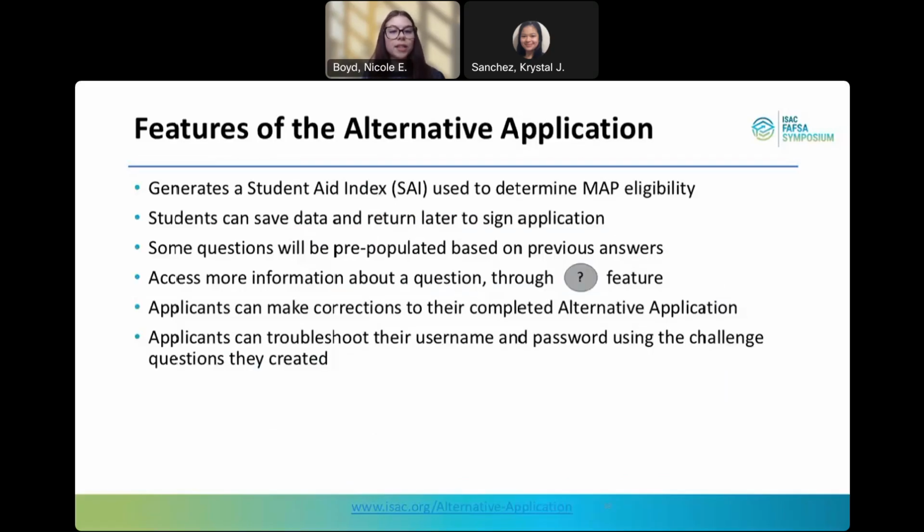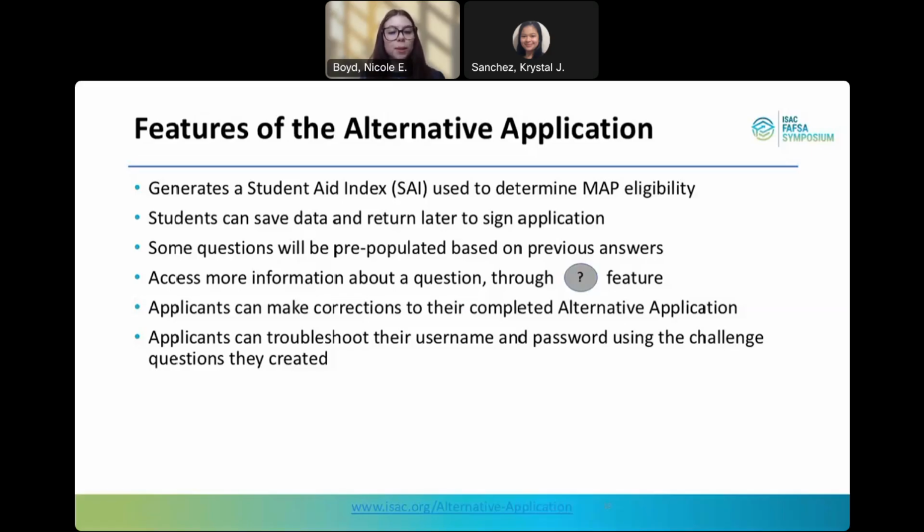A couple unique features of the alternative application. So like the FAFSA, it does generate a student aid index, which is used to determine the student's MAP eligibility. However, the student will not see it in the same way that they will on the FAFSA. So if a student wants to know their own student aid index, they'll need to go to the financial aid office of that institution that they're planning to attend. Students can also still save their data and return later to sign their application, so they do not need to do it all in one sitting.